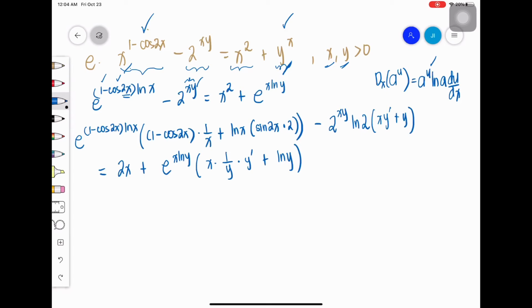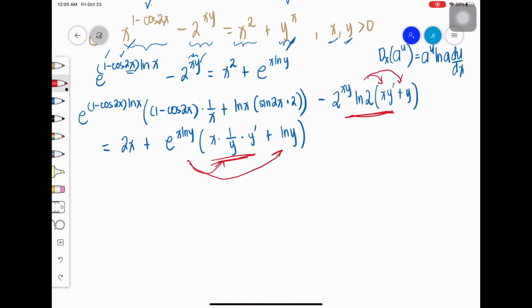What's left for us to do is to isolate y prime. But where do you see y primes? We only see y primes over here and over here. Tama? So a natural way is to distribute this first. Then isolate y prime. Then distribute this one. Then isolate y prime. But I guess before doing so, ibalik muna natin sa original form itong dalawang to.